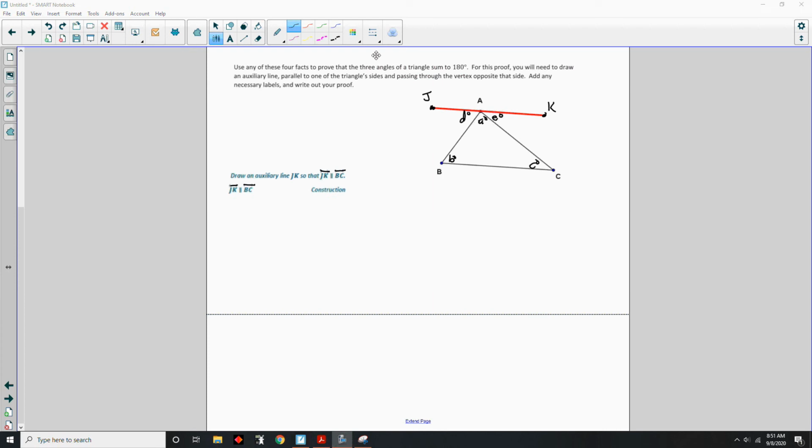Okay, so now we look at our diagram and we try to determine what's going on here. So we have an angle D degrees, A degrees, E degrees. We have three angles on a line, and we know that that would add up to 180 degrees. So that's my first statement. I'm going to say D plus A plus E equals 180 degrees.